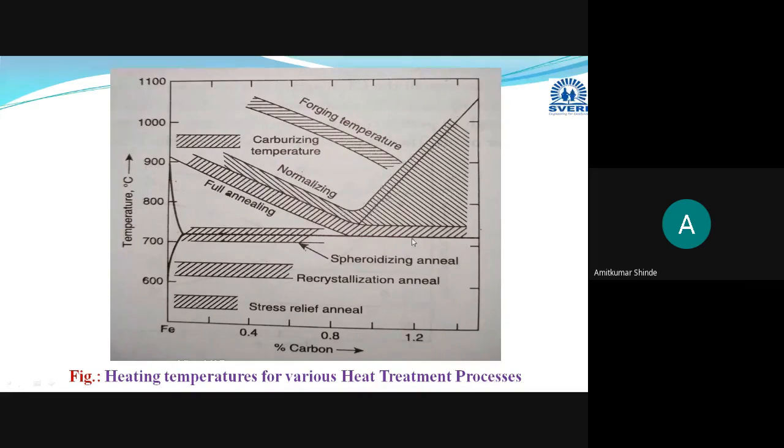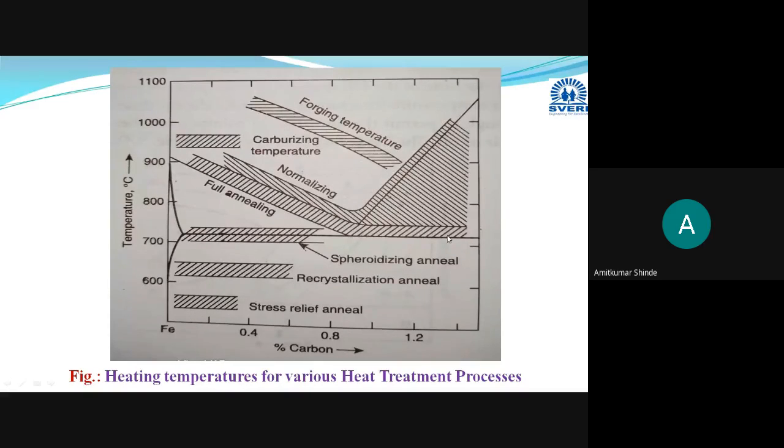For full annealing and hardening, the temperature zone will be the same, but in annealing we raise the temperature above A3 and A1 by only 30 to 50 degrees Celsius, while here we compulsorily use 50 degrees Celsius above this. Heating temperature zone will be above A3 for hypoeutectoid steels and above A1 for hypereutectoid steels by 50 degrees Celsius. You have to heat that steel component. This is the heating temperature zone.